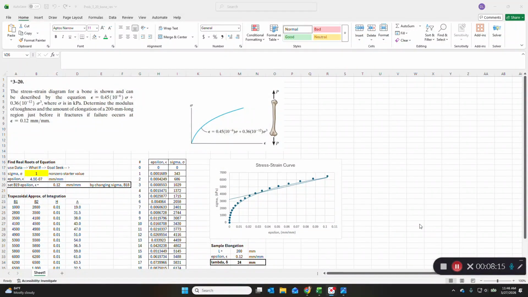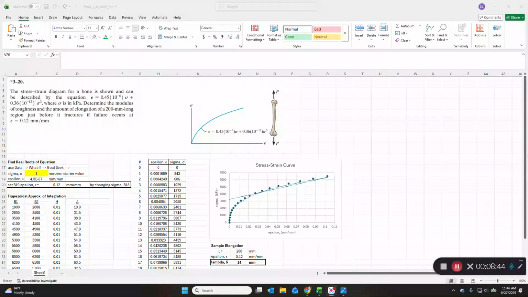This time we are given a bone, okay, and the bone is put in tension. So the stress strain diagram is shown, and this is from Hibbeler's example 3.20, and it says determine the modulus of toughness. That would be the area under the curve, and the amount of elongation, that's lambda, of a 200 millimeter long region before it fractures if failure occurs at the strain of 0.12.